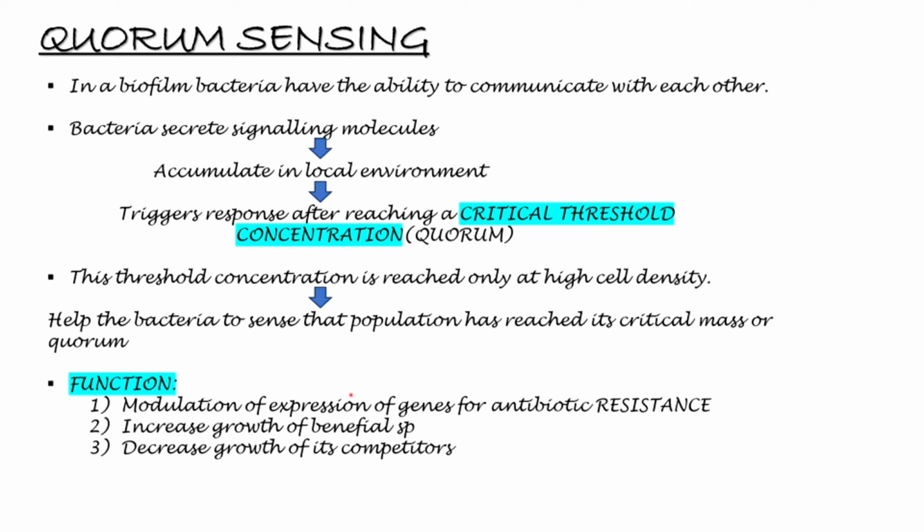What is the function of this quorum sensing? They need it to increase the growth of their beneficial species and decrease the growth of their competitors. Also, they aid in the modulation of expression of genes for antibiotic resistance.